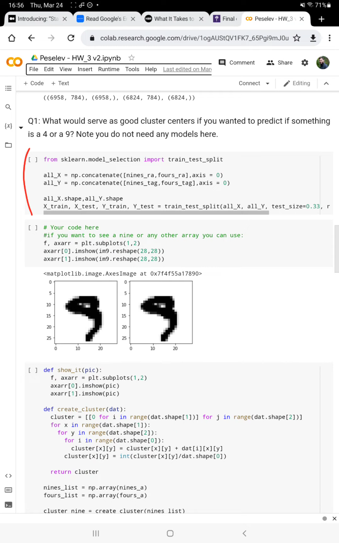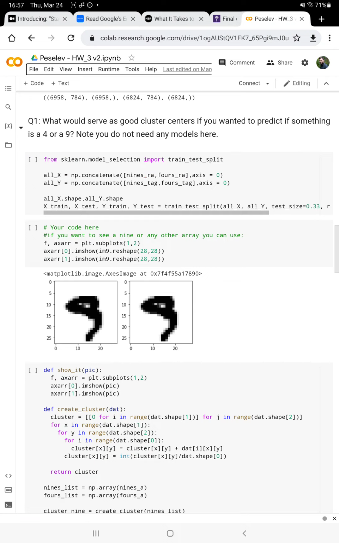He concatenates the nines and fours arrays, those lines that we saw. So you can think as he used to have this sheet and he puts another sheet here, and so each line here represents a 9, each line here represents a 4.